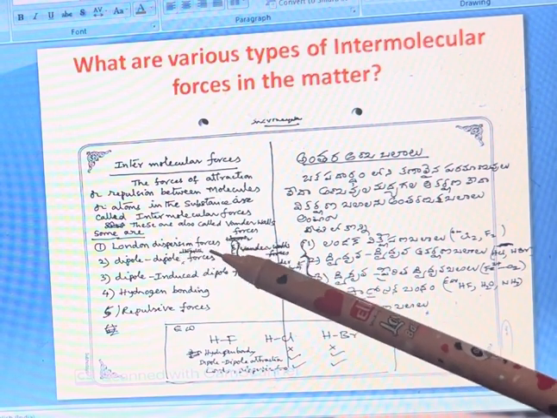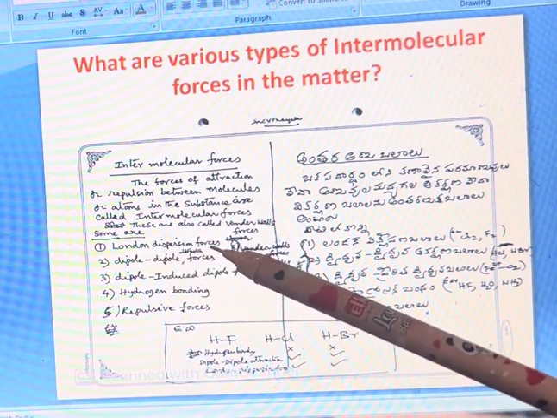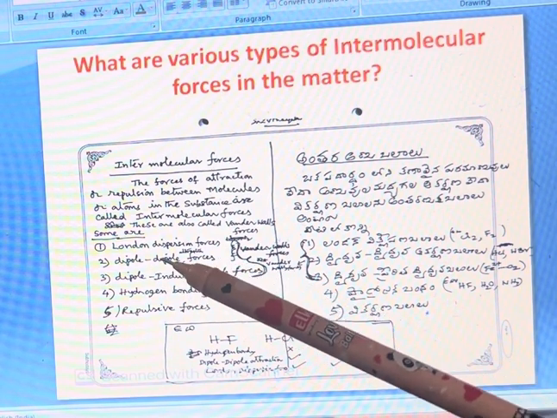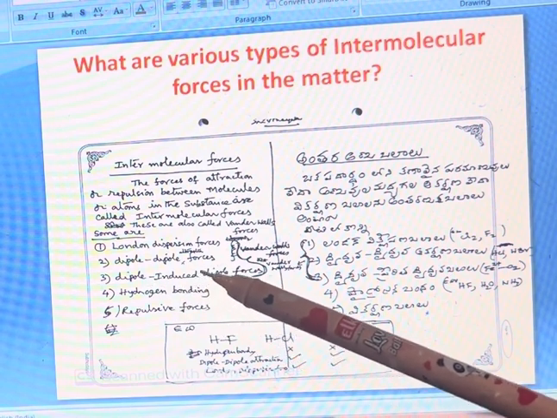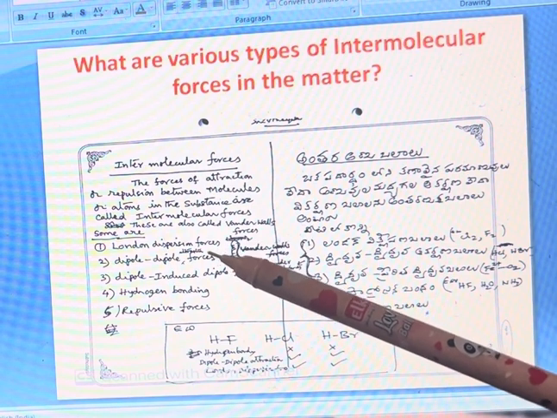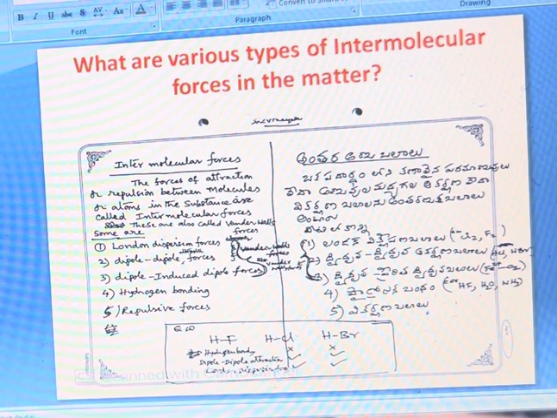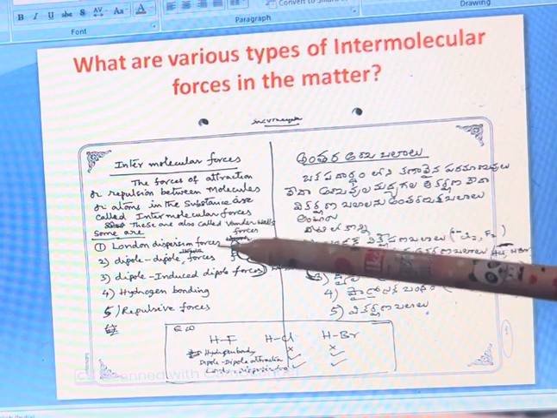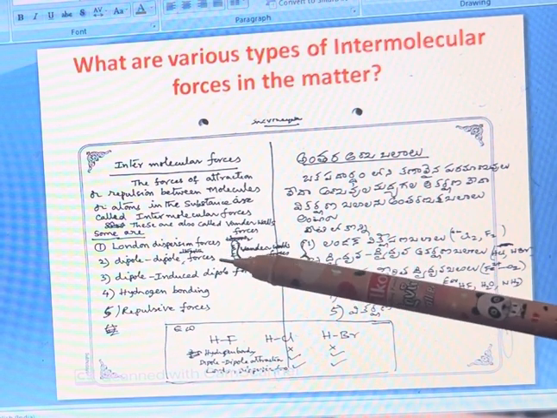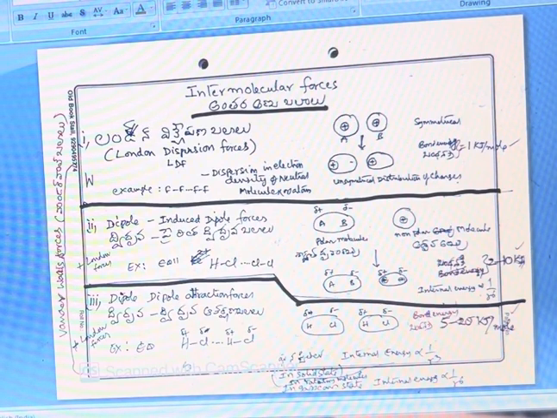So, what are those forces? London dispersion forces, which can be called London forces or dispersion forces, or LDF. Dipole attraction forces, dipole induced dipole forces, hydrogen bonding, repulsion forces. The first 3 are called van der Waals forces. Van der Waals is a scientist who proposed the intermolecular forces. These 3 are very weak forces. We can see this elaborately in the next page.